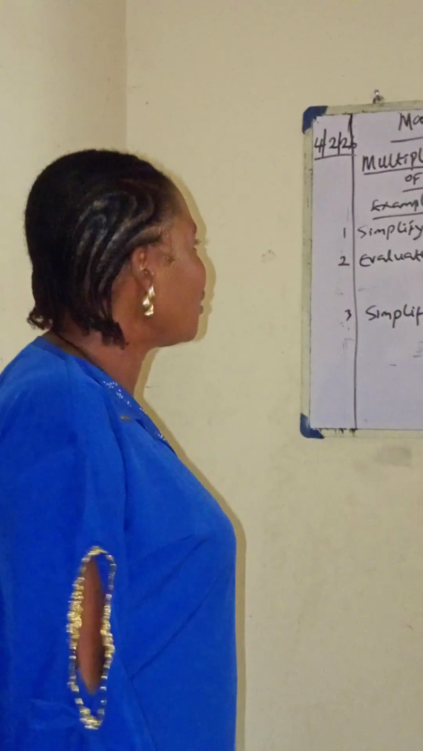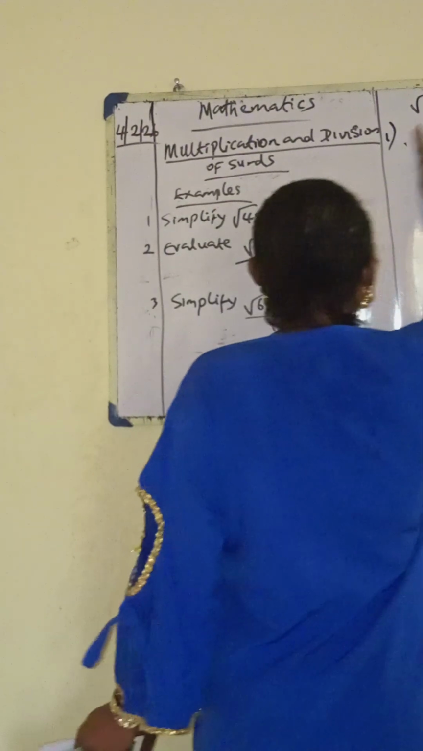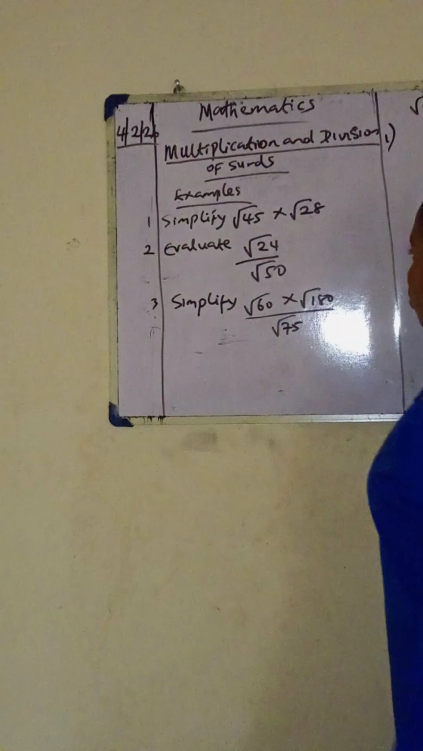Welcome to today's class. Today we are going to look at multiplication and division of surds. We are going to take some examples we have on the board on this topic. The first example says we should find the surd 45 times the surd 28.